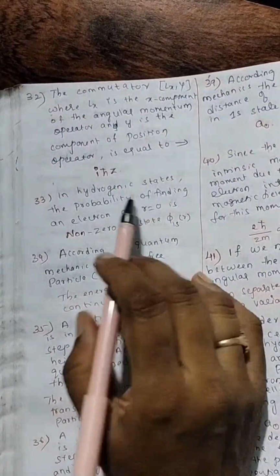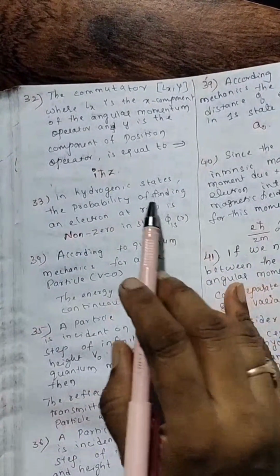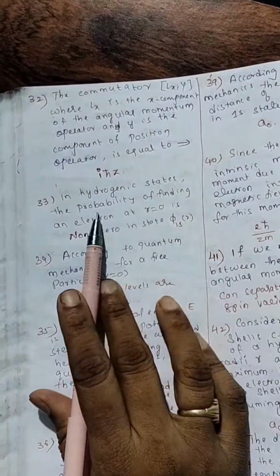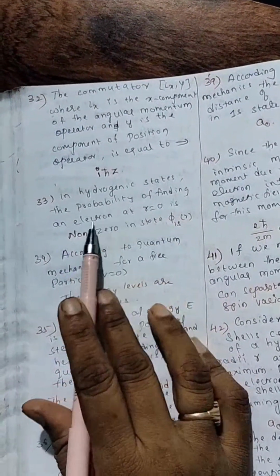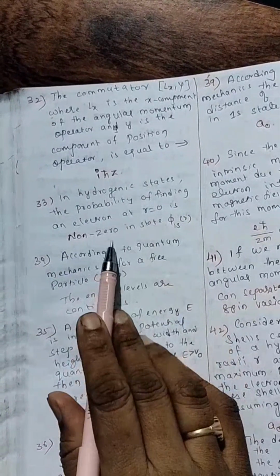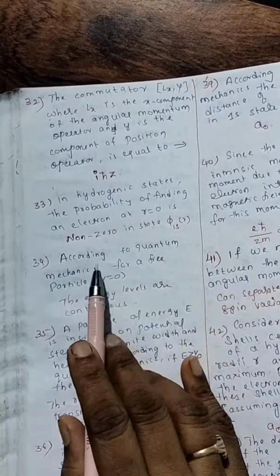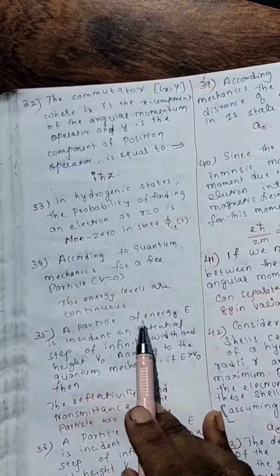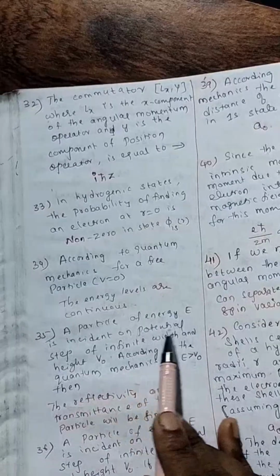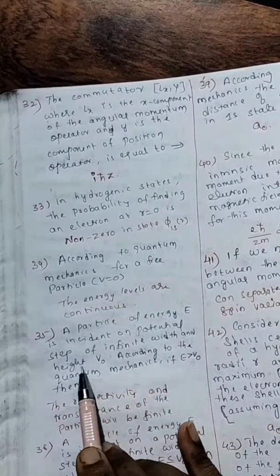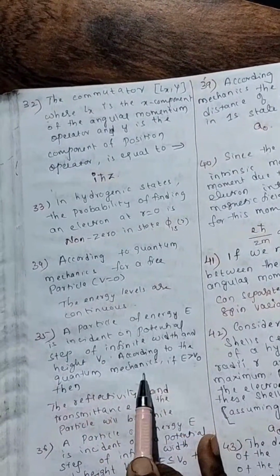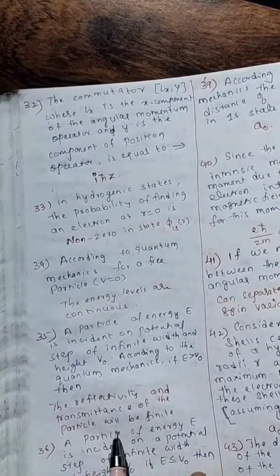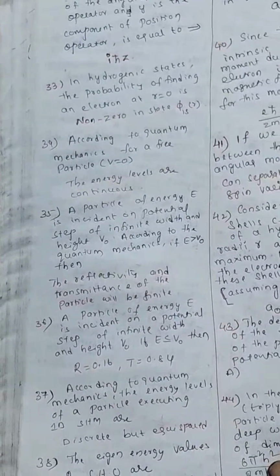Now next, in hydrogenic states, the probability of finding an electron at r equal to 0 is non-zero in state psi 1s of r. According to quantum mechanics, for a free particle, energy levels are continuous. A particle of energy E is incident on a potential step of infinite width and height V0. According to quantum mechanics, if E is greater than V0, then the reflectivity and transmittance of the particle will be finite.